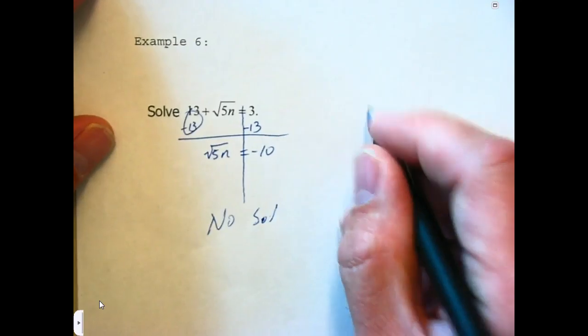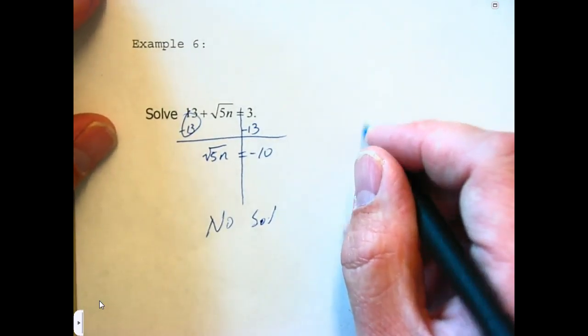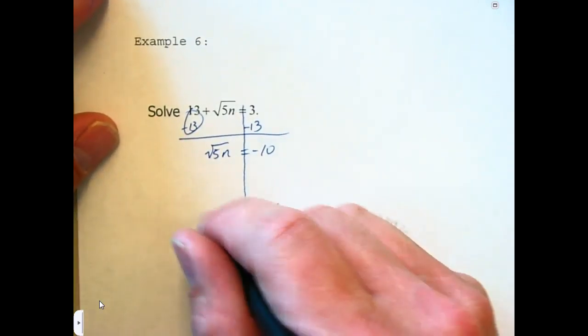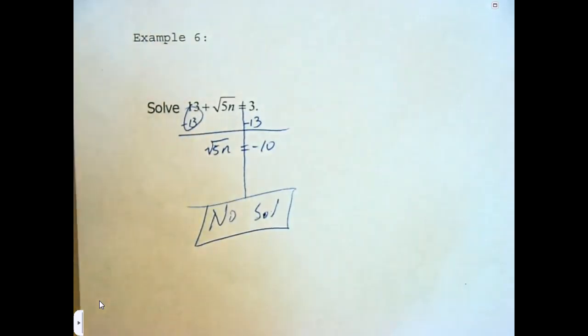Now, can a cubed root equal a negative? Yes. Okay. No solution there. Yeah, I forgot about that.